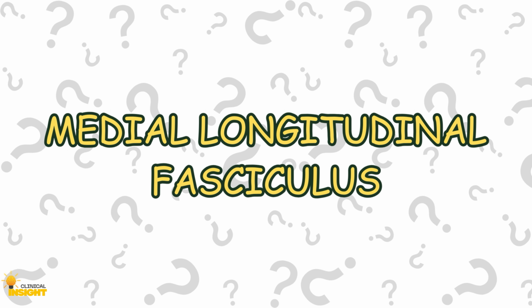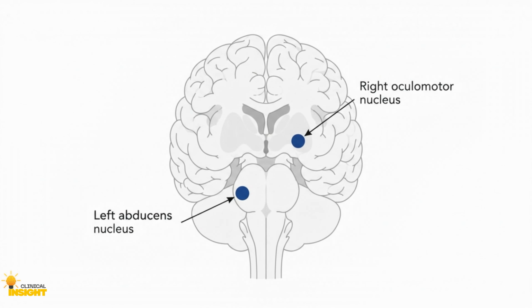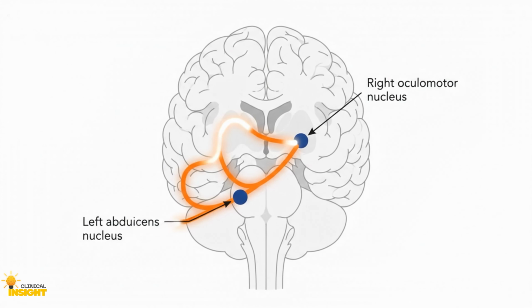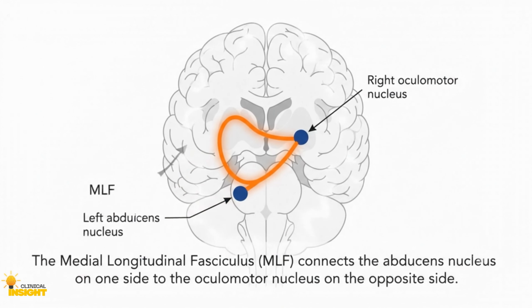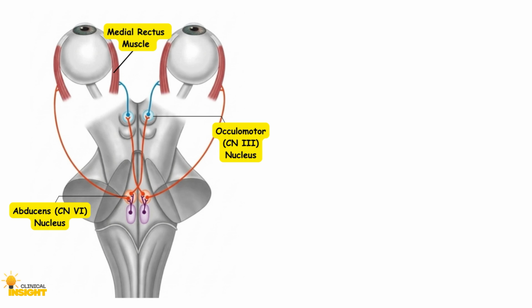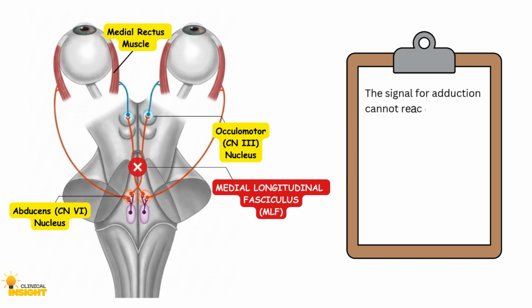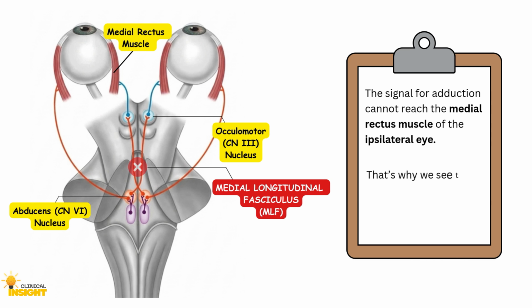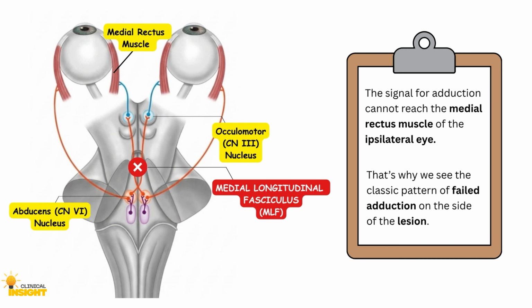So what does the medial longitudinal fasciculus actually do? It connects the abducens nucleus on one side to the oculomotor nucleus on the opposite side. This connection is essential for coordinated horizontal eye movements. When the medial longitudinal fasciculus is damaged, the signal for adduction cannot reach the medial rectus muscle of the ipsilateral eye. That's why we see the classic pattern of failed adduction on the side of the lesion.